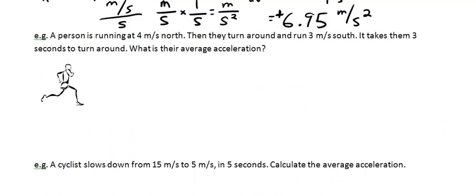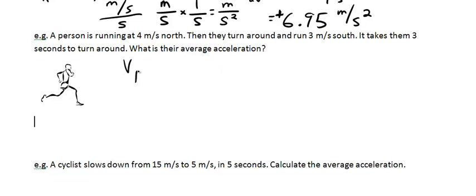Okay, let's do another example here. A person is running 4 meters per second north. Then they turn around and run 3 meters per second south. It takes them 3 seconds to turn around. What is their average acceleration?